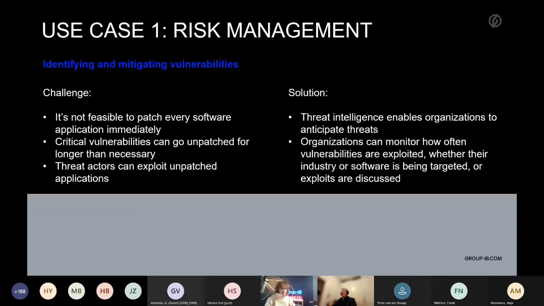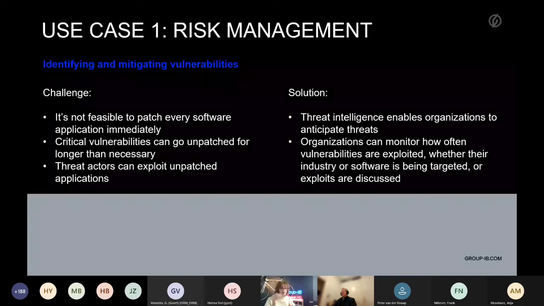And I think this is a great quote from Gartner: don't try and patch everything. Use threat intelligence to look at threat actor activity, review your own risk, and then decide what to go about doing.